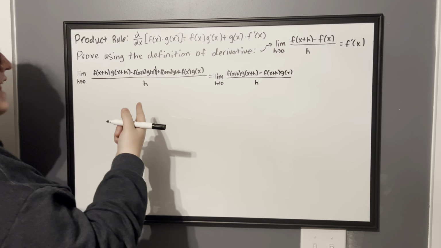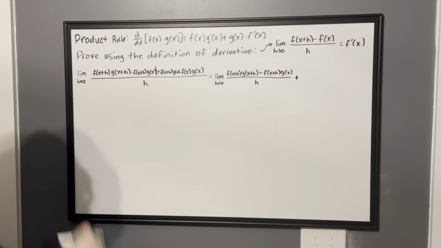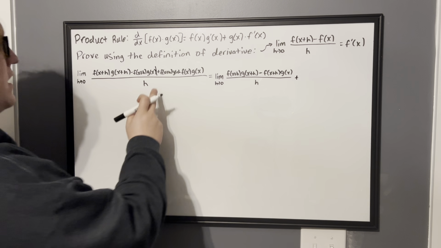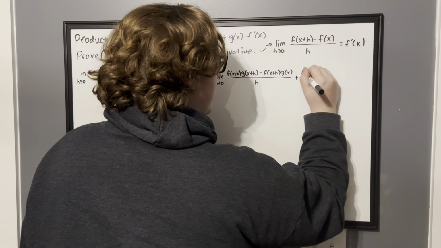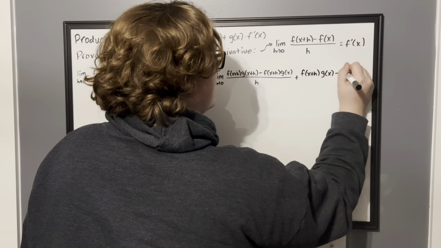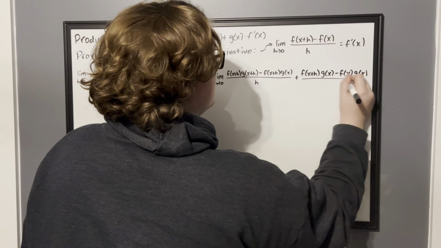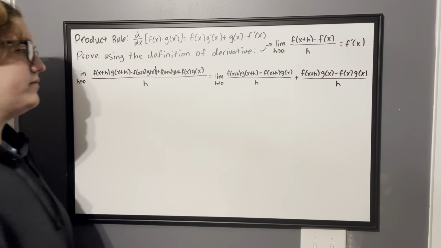And that's going to be added to the other part of the fraction, because we can split this fraction because the denominator is just one term. So now we're going to have the rest of it, which is f of x plus h, g of x, minus f of x, g of x. And all of this is over h as well.